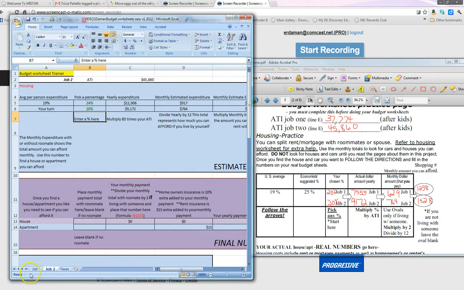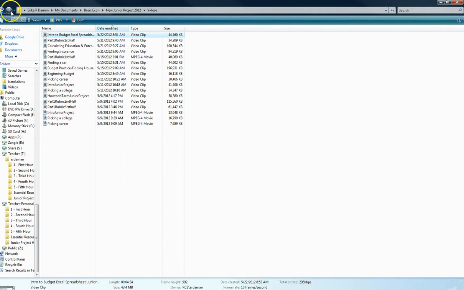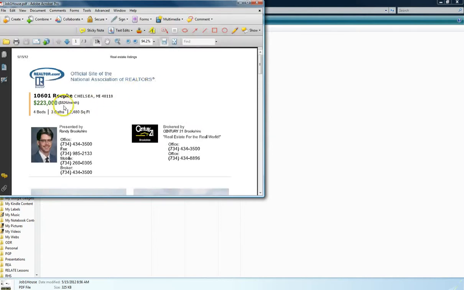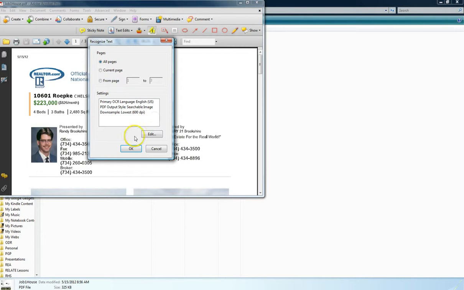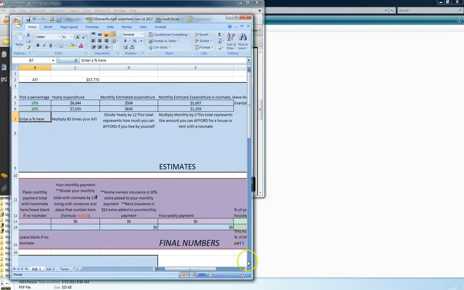Now, if you have found your house, this is what you do. Let me go into it, because I have found a house. Let's see, I have job 1 house. This says my payment is $826 a month. So we should have this highlighted. It's going to have to run through something real quick, but all right, I'm going to go back to mine and put in my monthly payment.